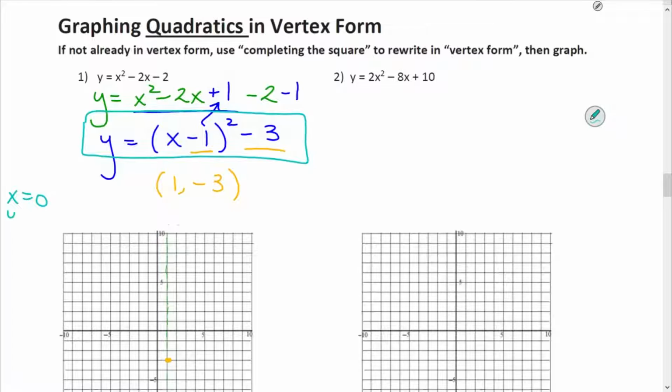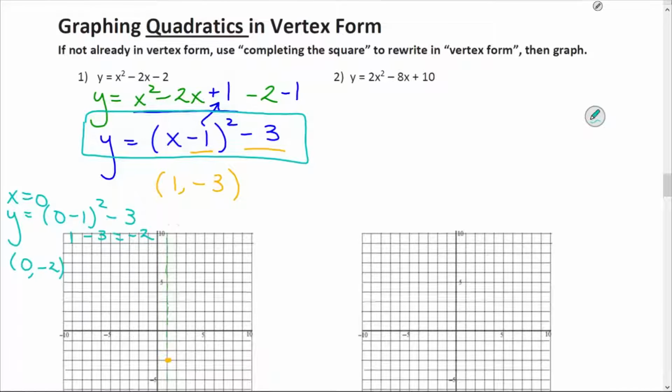So if x is 0, I get y is equal to (0 minus 1) squared minus 3. And 0 minus 1 is negative 1. Negative 1 squared is negative 1 times negative 1, which is positive 1. And I get positive 1 minus 3, which is negative 2. So I get the point 0, negative 2. And I graph that. 0, negative 2 is right here.